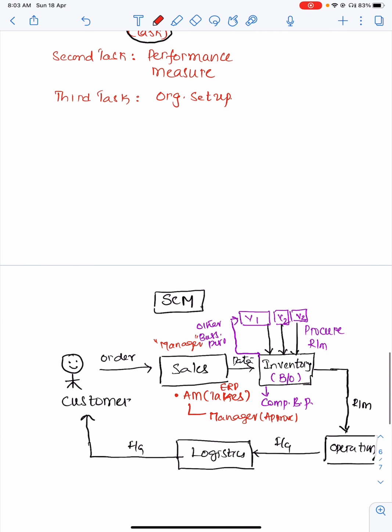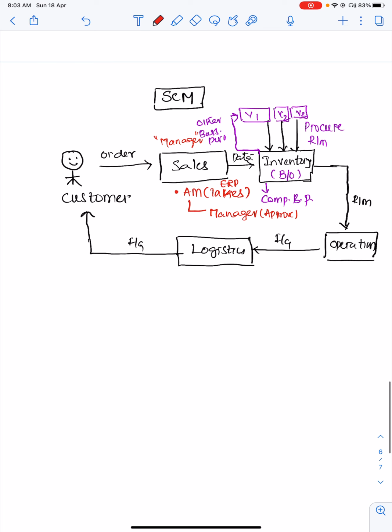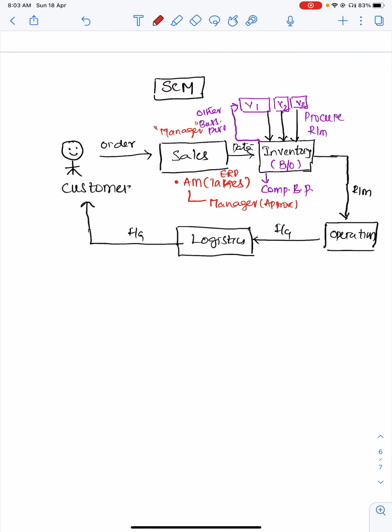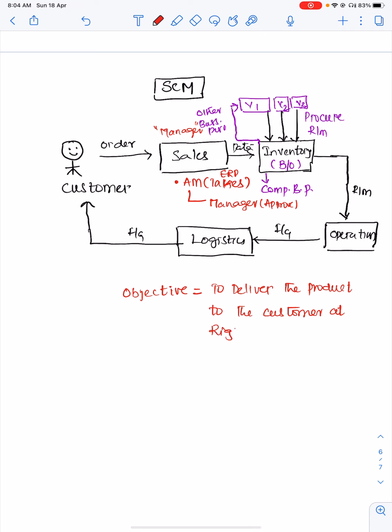Second task is performance measurement. What is the second task? Performance measurement. Once you define this particular supply chain management, what is the basic objective? The basic objective is to deliver the product to the customer. Why do we implement supply chain management? What is the objective? At the right time. So this is the objective of supply chain management.